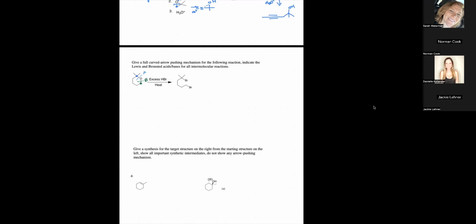So when you're doing these mechanisms, what do you remember about what would go first? How do you know which mechanism is going to come first? B, because it's least substituted. Yeah, because you're always going to do the SN2 first, right? And SN2 does not happen on a tertiary carbon, right? So SN2 will happen first. SN2 is going to happen on B.